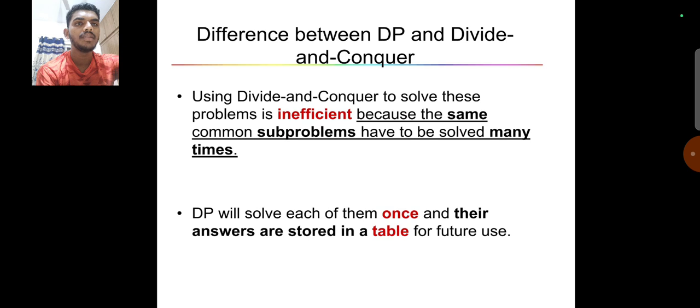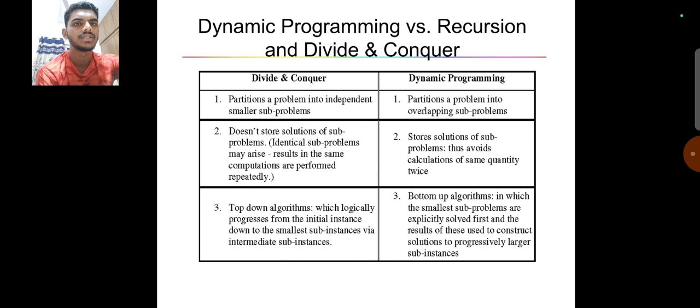Difference between DP and divide and conquer. Using divide and conquer to solve these problems is inefficient because the same common subproblems have to be solved many times. DP will solve each of them once and their answers are stored in a table for future use. Dynamic programming versus recursion and divide and conquer.